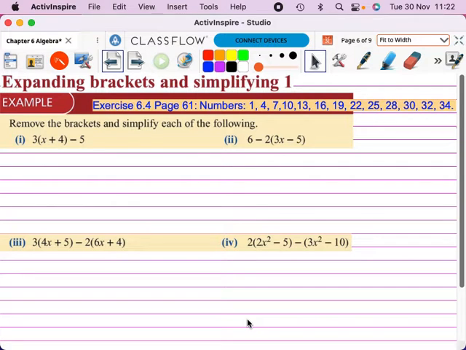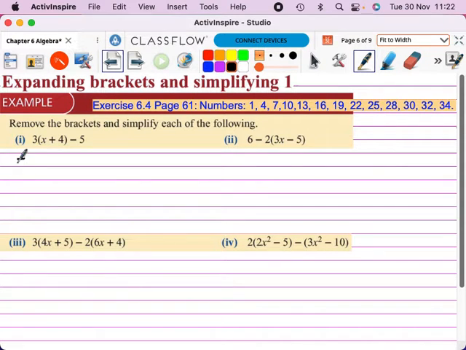We're going to be looking at this problem where it says remove the brackets and simplify each of the following. What we've got to remember in a situation like this is that when a number sits in front of a bracket, it means multiply. You're going to multiply everything that's inside that bracket.